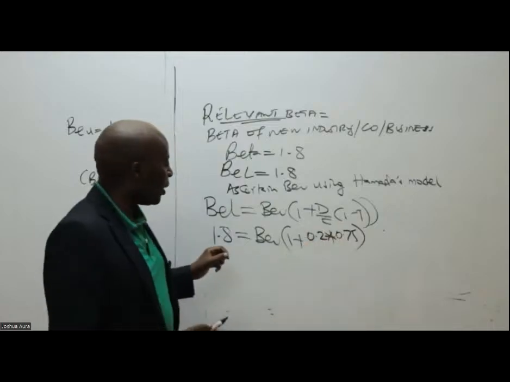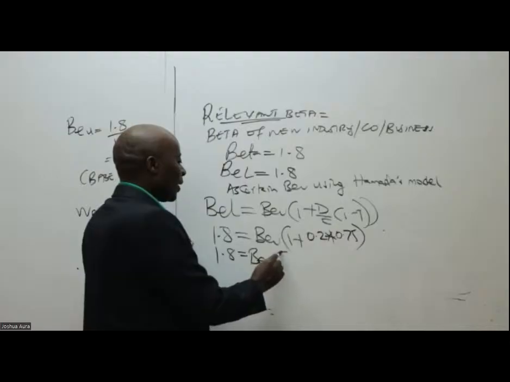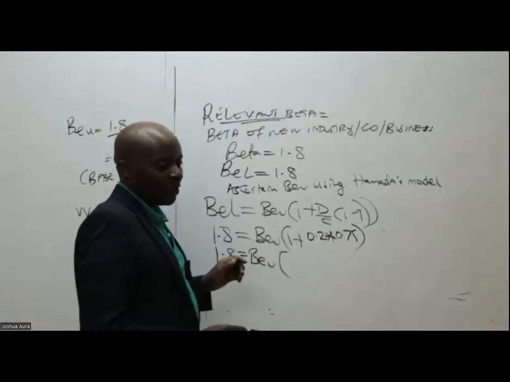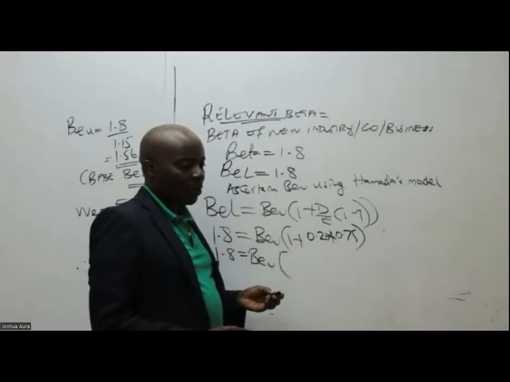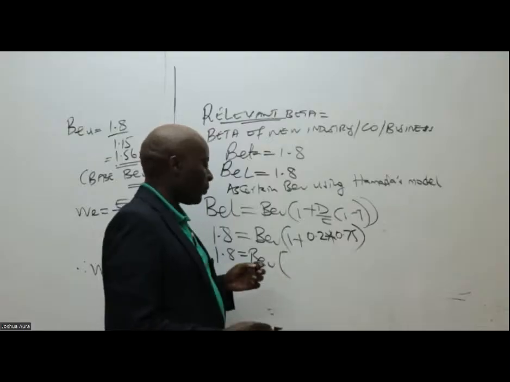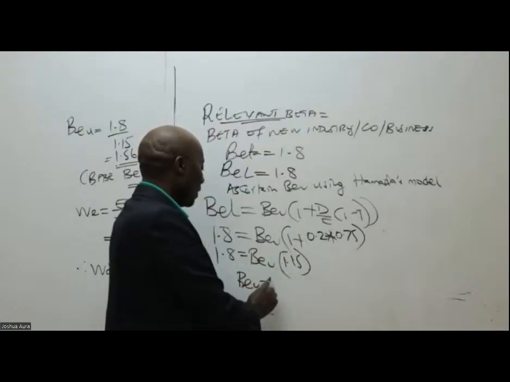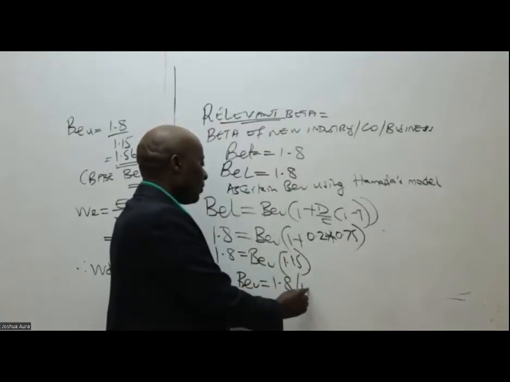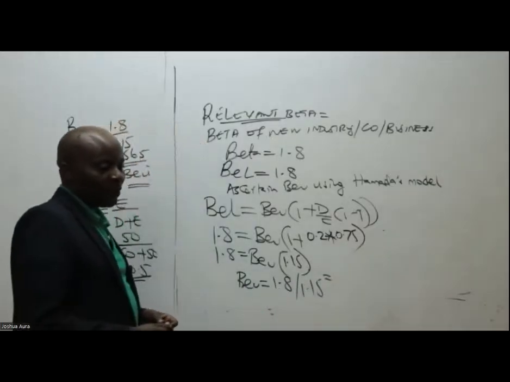So could you guys kindly give me what we have in brackets here, somebody? 1 plus this times that. 1.15. So with this 1.15, if I make BEU the subject, it will be 1.8 divided by 1.15, which gives me the same answer like the one that you had obtained.